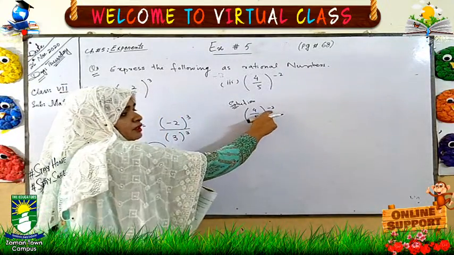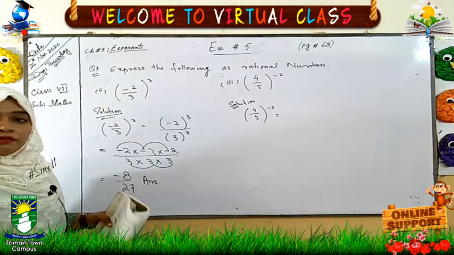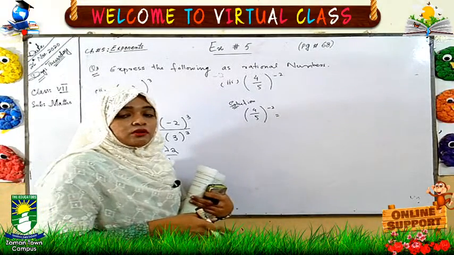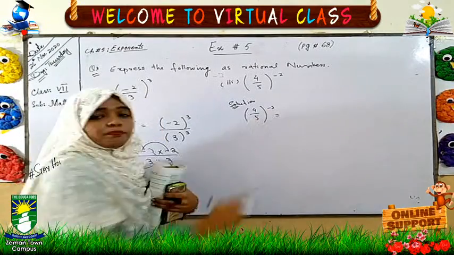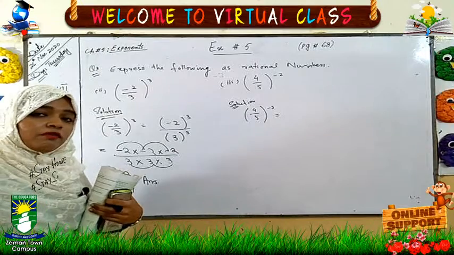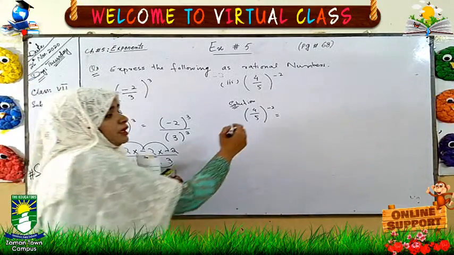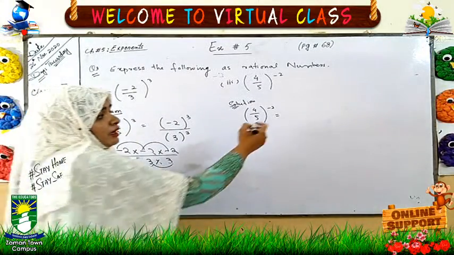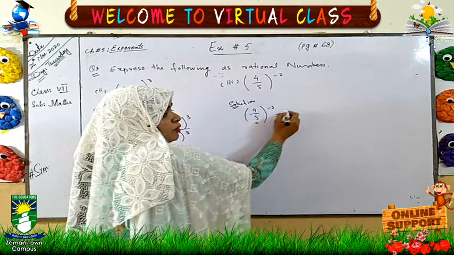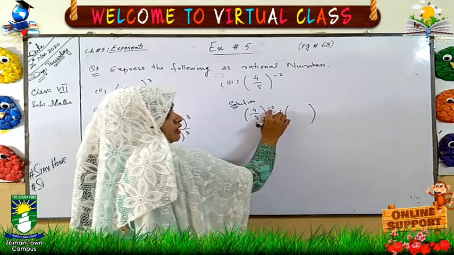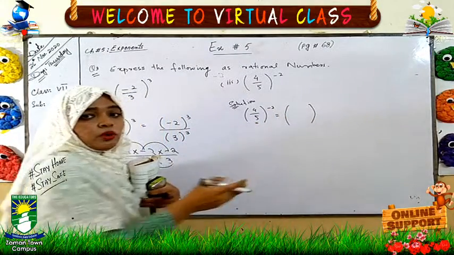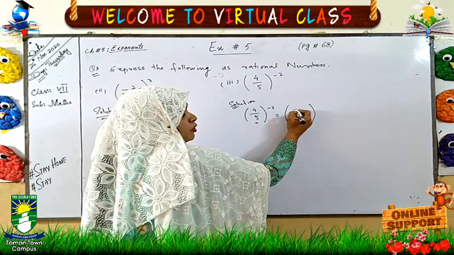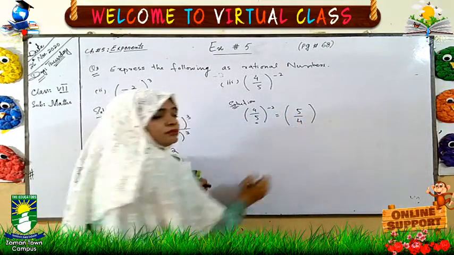Whenever you have a power with a minus sign, first of all we will change our negative power into positive power. How will we change it? We will write the reciprocal of the number inside the bracket. For example, I have 4 upon 5. In order to change my negative power minus 2 into a positive power, I will write the reciprocal of the given number, which is 5 upon 4.